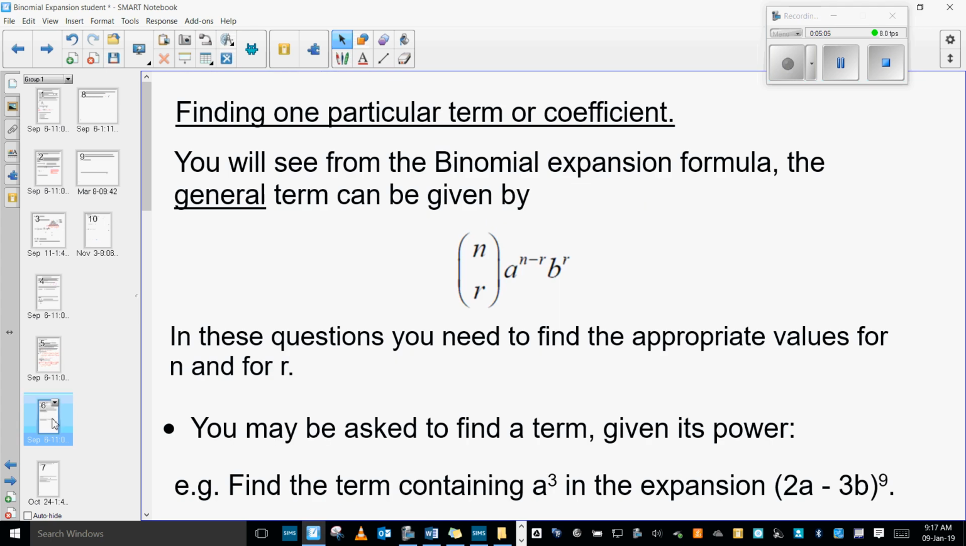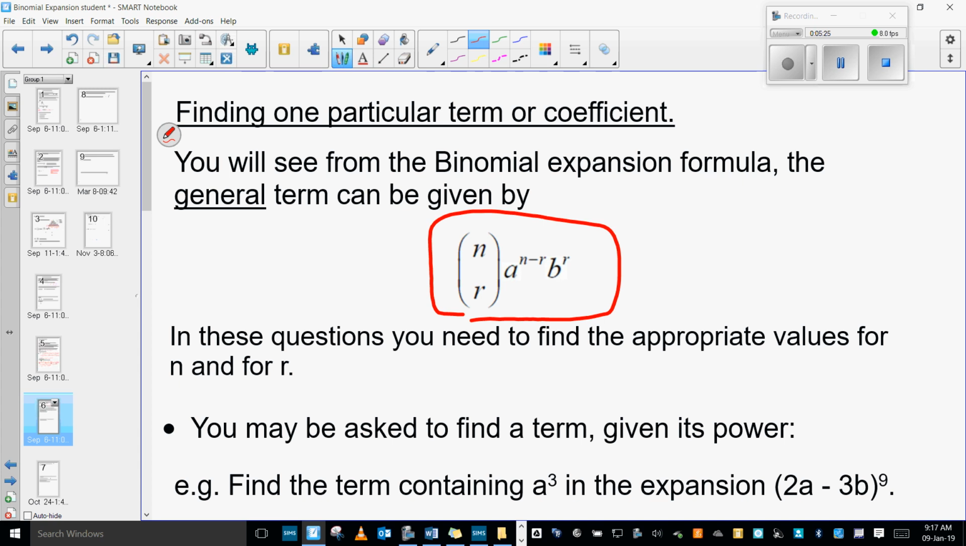Now, we've been able to follow patterns when we are finding several terms, but realistically, a lot of the time, they're going to just want one specific term, okay? And to do that, we're still going to focus on this general formula, okay? So this is going to be our key. We're also going to be focusing on what's A, what's B. Essentially, what we need to do now is always identify the value of r, because we're going to know the value of n. How do we know the value of n? It's always the power of the binomial expansion.